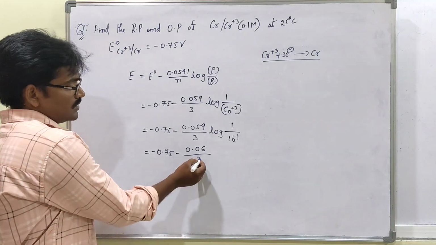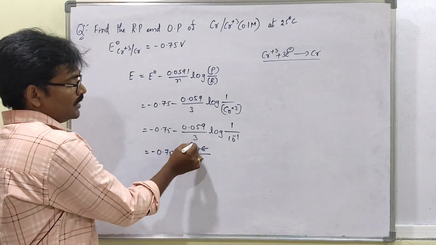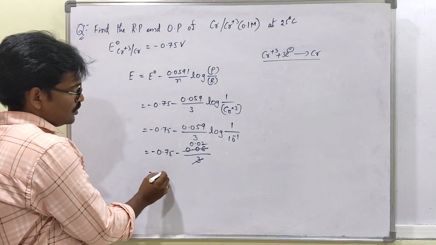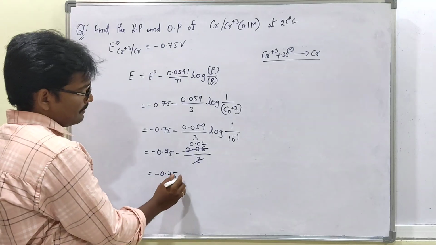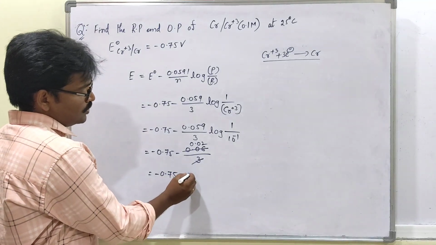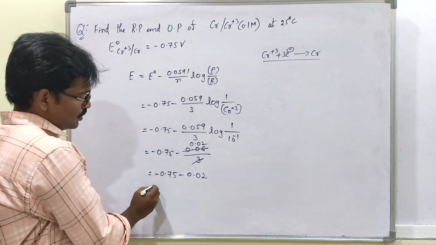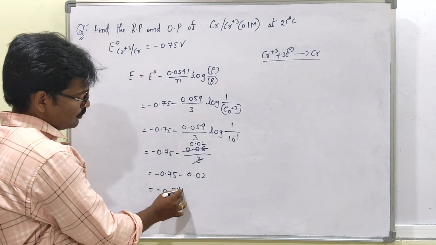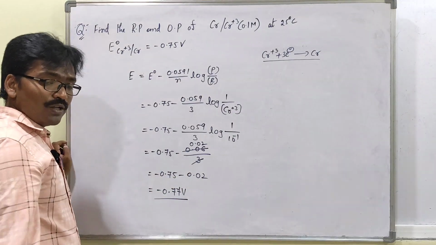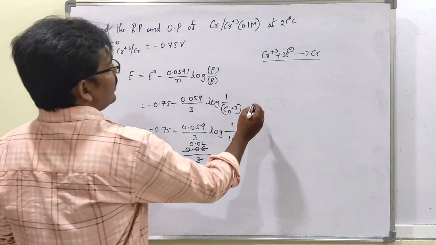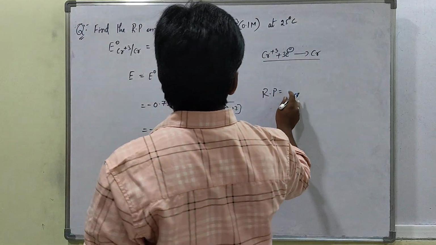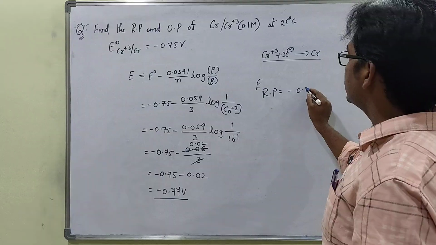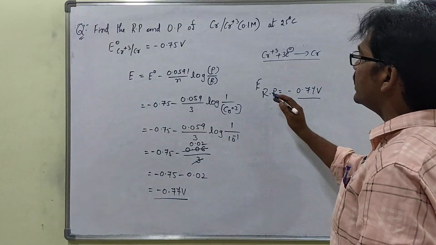So 0.06 divided by 3, 0.02 is what it will be. Now minus 0.75 minus 0.02, if you add both, you get minus 0.77 volts. This is the reduction potential value. You have to remember that.